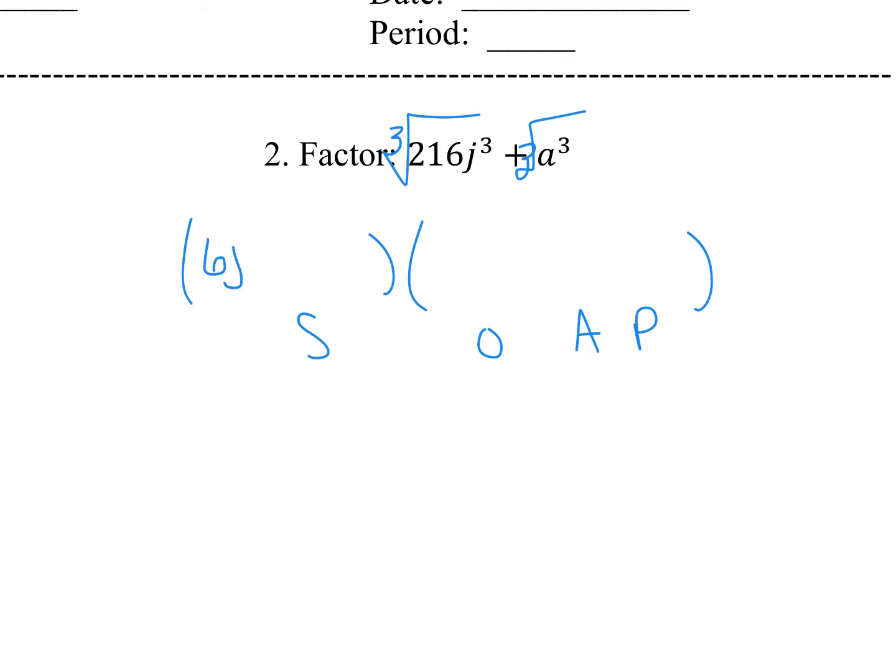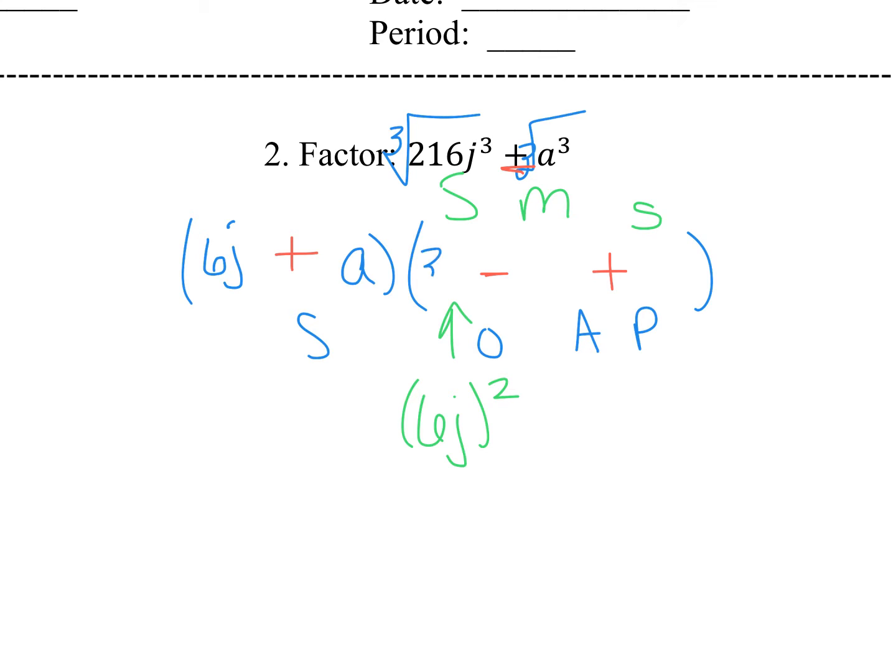The cube root of j cubed is j. And the cube root of a cubed is a. Now, SOAP helps me with the signs. So same as what I started with, so plus, because this is plus, opposite now, which is minus, and always positive here. Now to get these terms, I use the phrase S, which means square multiply square. I'm going to square this whole entire thing to get this, which will get me 36j squared. And I'm going to square this last entire thing to get this. And that gets me a squared.